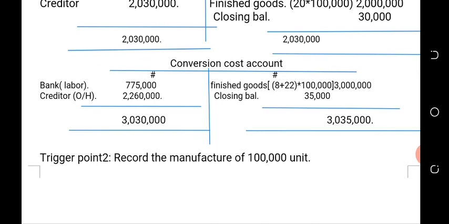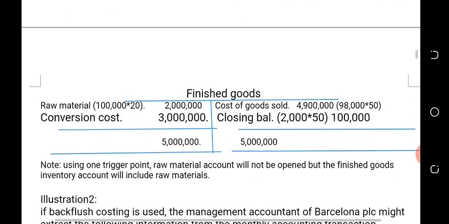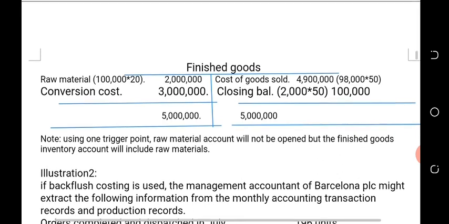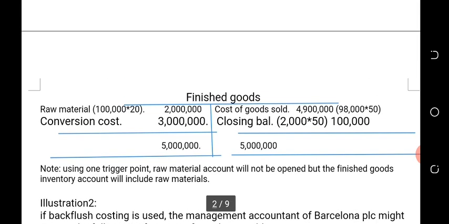Now for the finished goods, we merged labor and overhead together. So for the finished goods we have 8 of labor and 22 of overhead put together making 30 times 100,000. That gives us 3 million. So you credit the conversion cost and debit the finished goods.